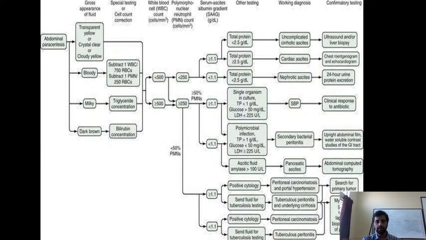So this is a general algorithm like is given in Harrison. You can go in through the detail. I'll be coming back to this slide later after explaining to you what SAG is. Okay.